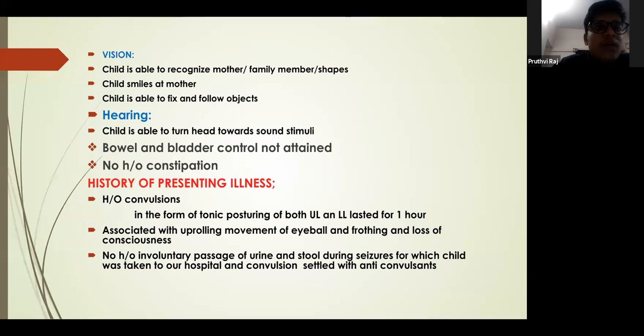Vision: child is able to recognize mother and family members and shapes. Child smiles at mother. Child is able to fix and follow objects. Hearing: child is able to turn head towards sound stimuli. Bowel and bladder control not yet attained. No history of constipation. History of presenting illness.